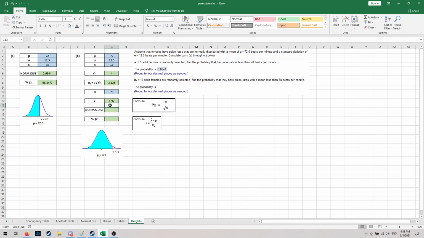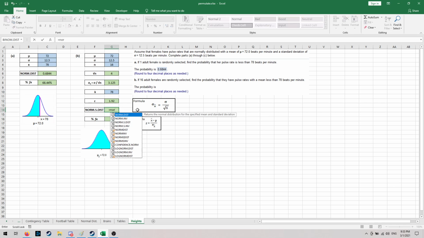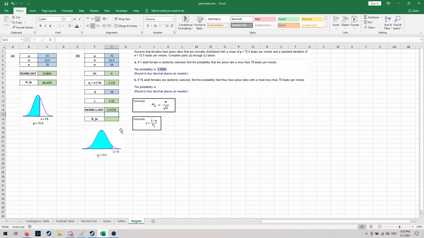And now that we have our z-score, we can use norm.s.dist. We just double click to complete with our z-score, and it's cumulative, to get 0.9726. And to express that as a percentage, close to 100%. There's a pretty high likelihood that all 16 women are going to have pulse rates less than 78 beats per minute. And we can see over here that that's how we arrive at the right answer here.